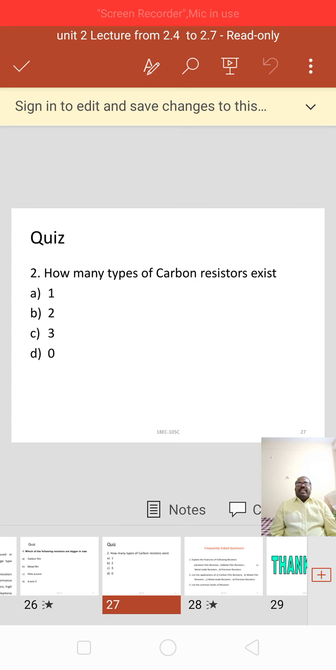Next, how many types of carbon resistors exist? Options are: A, 1; B, 2; C, 3; D, 0. We know that carbon type resistors are of two types: carbon composition resistors as well as carbon film resistors. Answer is B, 2.